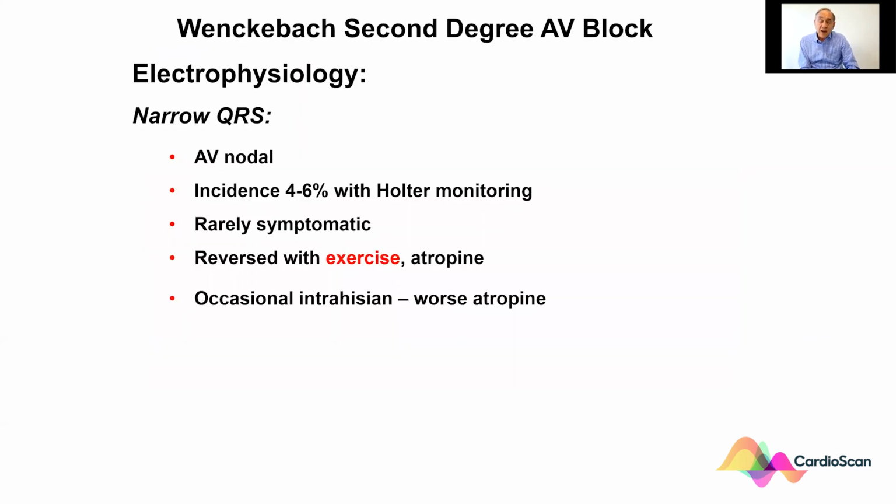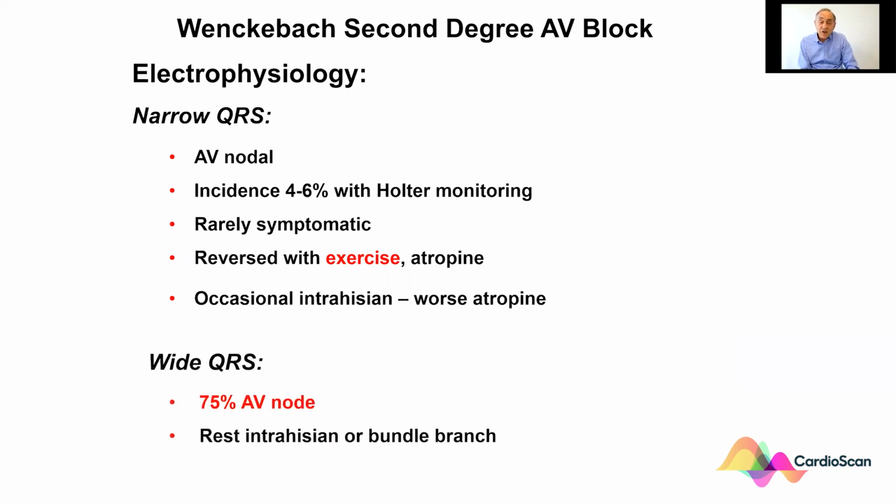The electrophysiology of Wenckebach second degree AV block is that it may occur with a narrow QRS. It is AV nodal. It's 4 to 6% of Holter monitors, rarely symptomatic, as I stated, reversed with exercise or atropine, but occasionally it may be intrahisian, where it is worse with atropine, and in that situation, in fact, may result in syncope and the requirement of a pacemaker.